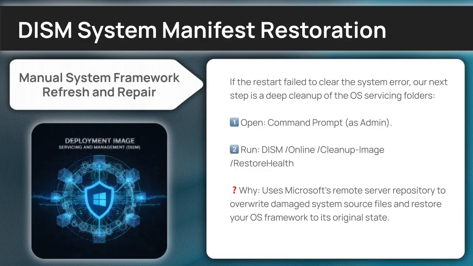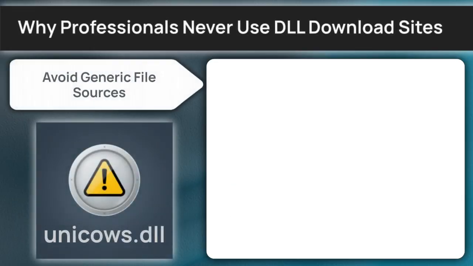If the restart failed to clear the system error, our next step is a deep cleanup of the OS servicing folders. First, open command prompt as admin. Second, you're going to type DISM /online /cleanup-image /restorehealth. Then hit enter. Why are we doing this? Well, it uses Microsoft's remote server repository to overwrite damaged system source files and restore your OS framework to its original state.